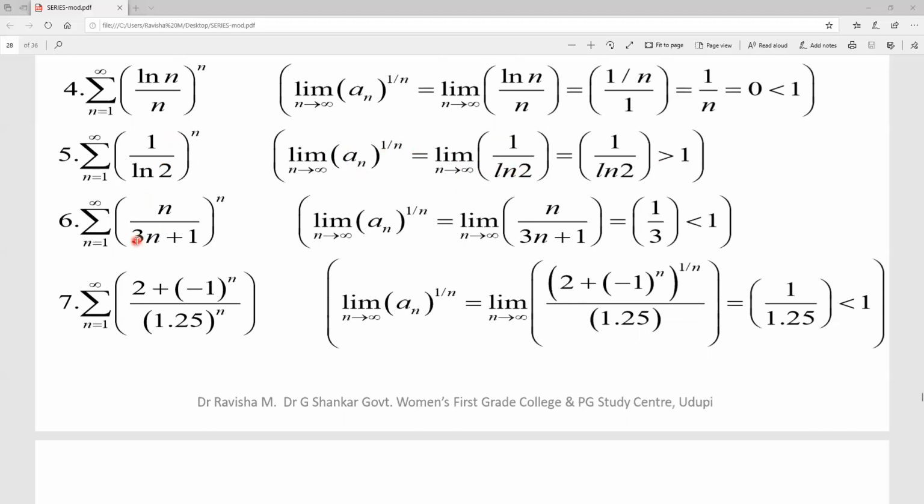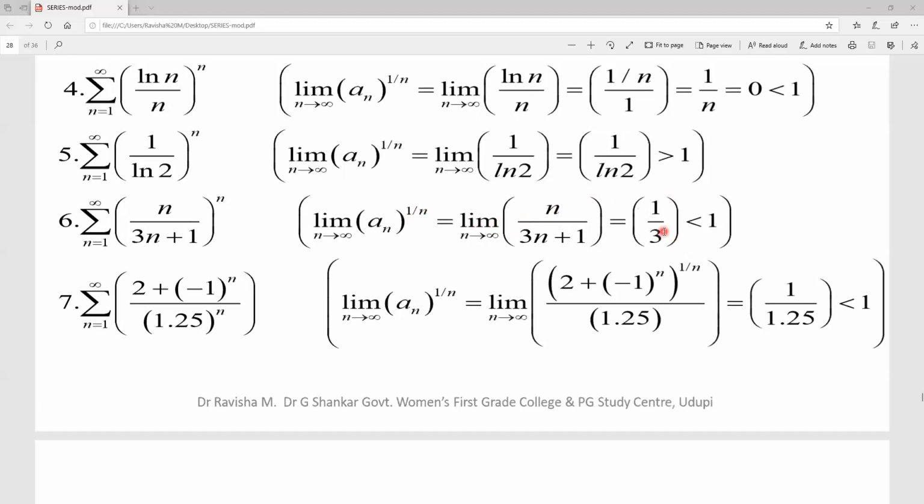So let us take the next series. Sum of n is equal to 1 to infinity, n by 3n plus 1, whole power n. Here the nth term is this. Let us apply the limit as n tends to infinity, n by 3n plus 1 whole power n, to the power of 1 by n. 1 by n and n get cancelled. Only this remains, and here n is taken outside and cancelled.